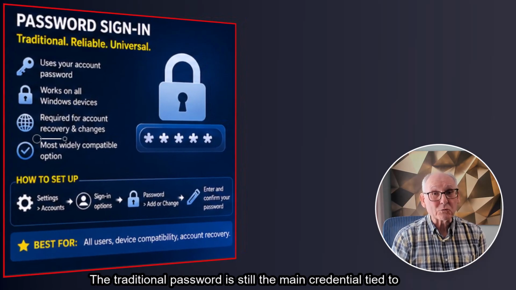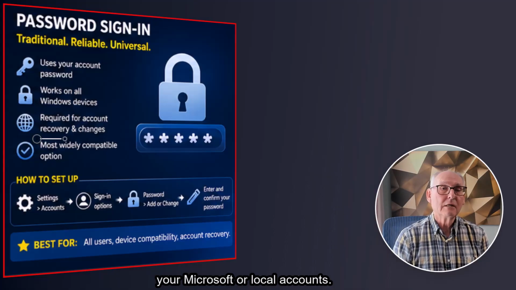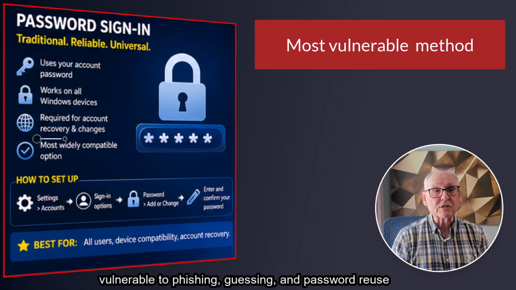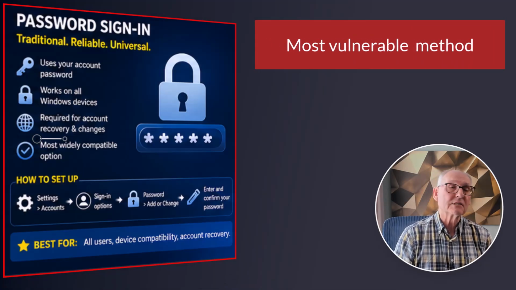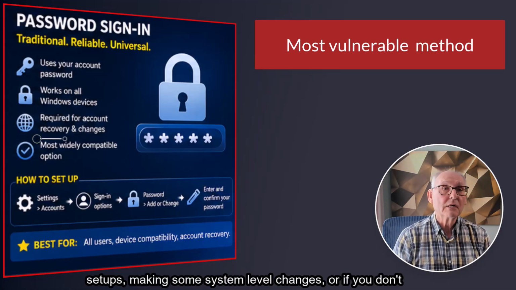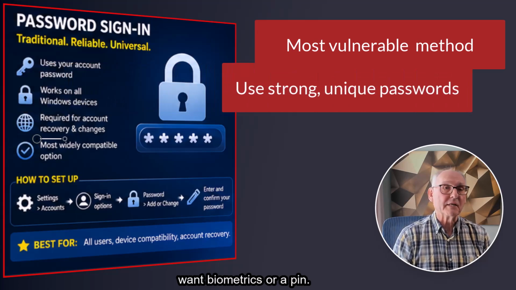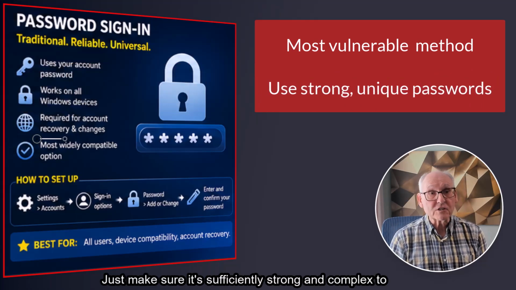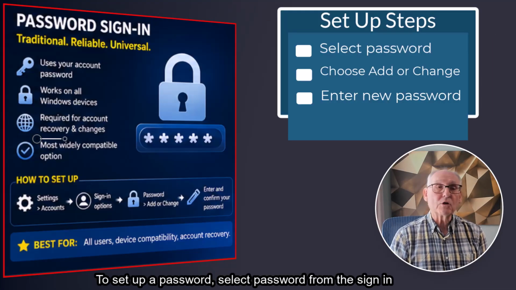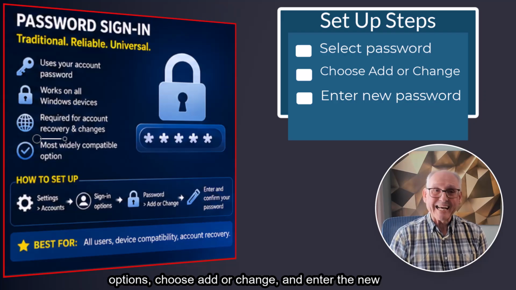The traditional password is still the main credential tied to your Microsoft or local account. While passwords work everywhere, they're also more vulnerable to phishing, guessing, and password reuse attacks. However, you may still need to use one for first-time system setups, making some system-level changes, or if you don't want biometrics or a PIN. Just make sure it's sufficiently strong and complex to maximize security. To set up a password, select Password from the Sign-in options, choose Add or Change, and enter the new password.